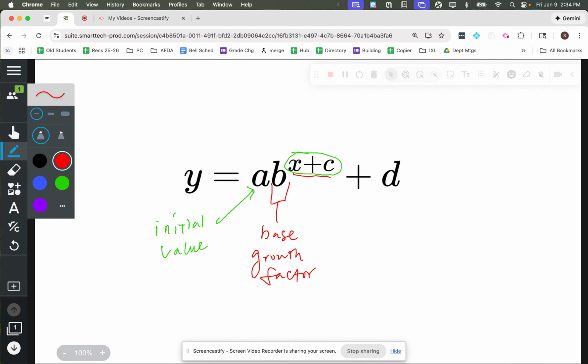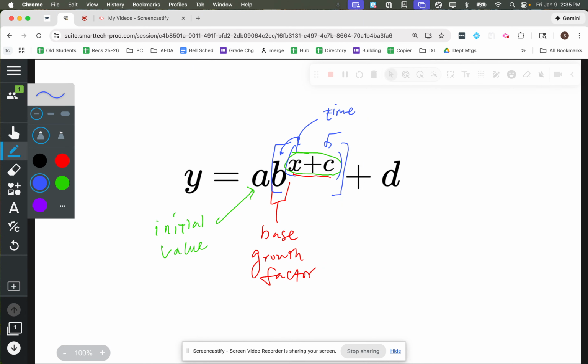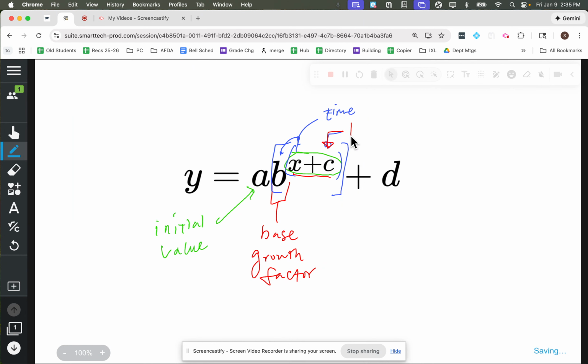Anyways, the exponent plus this, this is the inside of the function. This is what changes. The exponent and the base interact with each other to make change. And x is the exponent, but you often think of it as time passing on. But this plus c, I'm going to talk about it graphically. The plus c is a horizontal shift on the inside of the function.